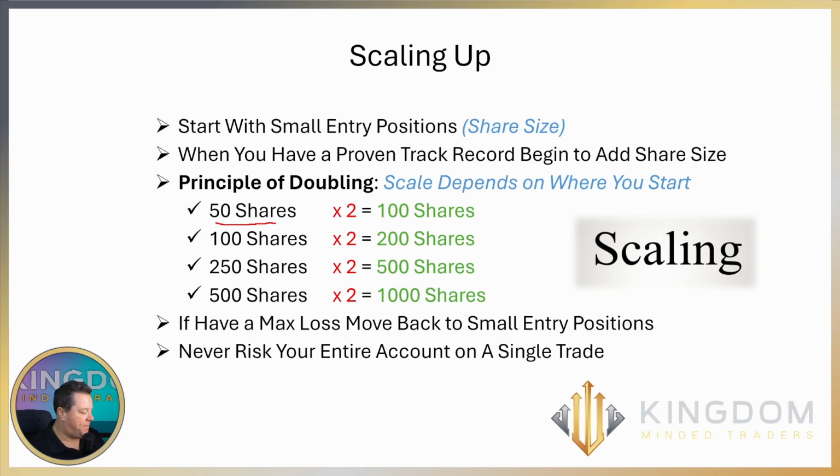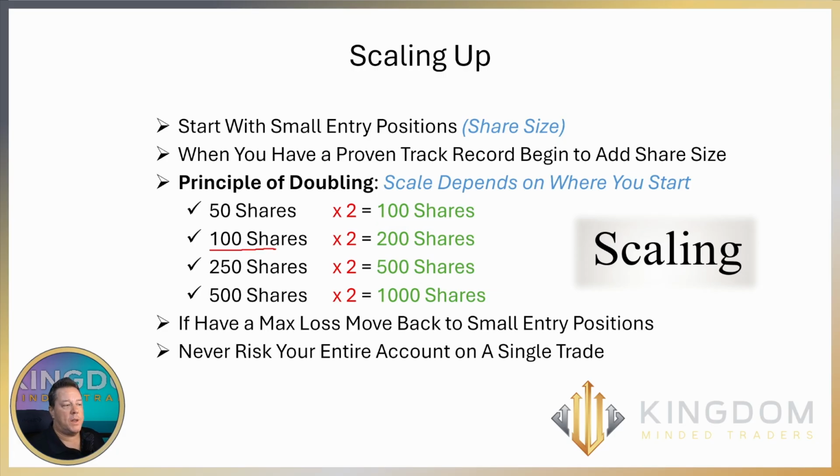Maybe you started with 50. And when I say a proven track record, I'm not talking one or two trades, I'm talking 2 to 3 weeks of proven profitability with a high risk to reward ratio and high accuracy. Once you have that proven track record, if you are trading currently maybe 50 shares, double that and start trading with 100 shares. You're going to follow the same entry, the same exit, the same stop loss. The process is exactly the same. The only thing that changes is your share size.